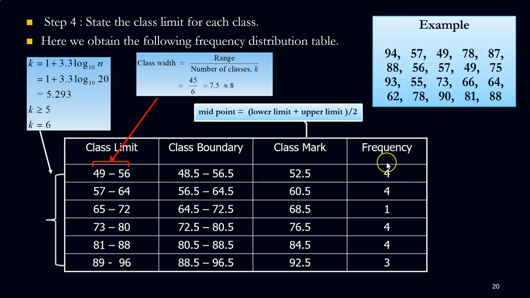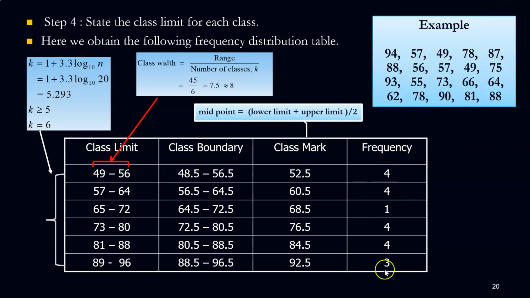How do I get this 4? You count lah dari dekat sini. Dari 49 until 56. Ada berapa dekat situ? So you have 4. Okay? Ada 4 nombor. And then dari 57 until 64. Ada berapa dekat sini? So you have 4. Okay? So you count it until here, from here.